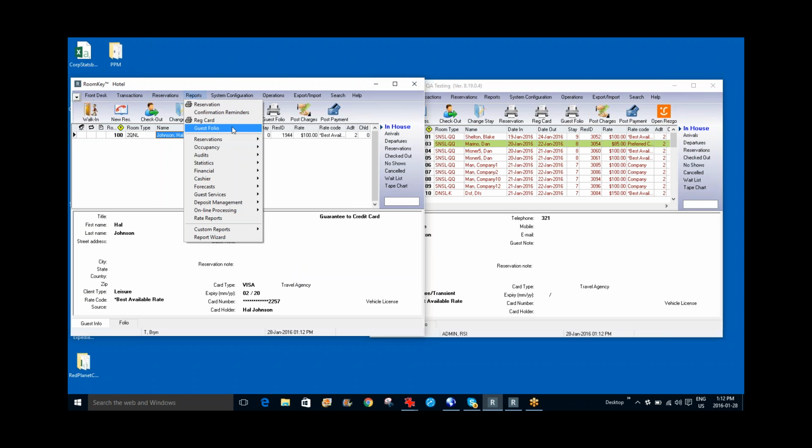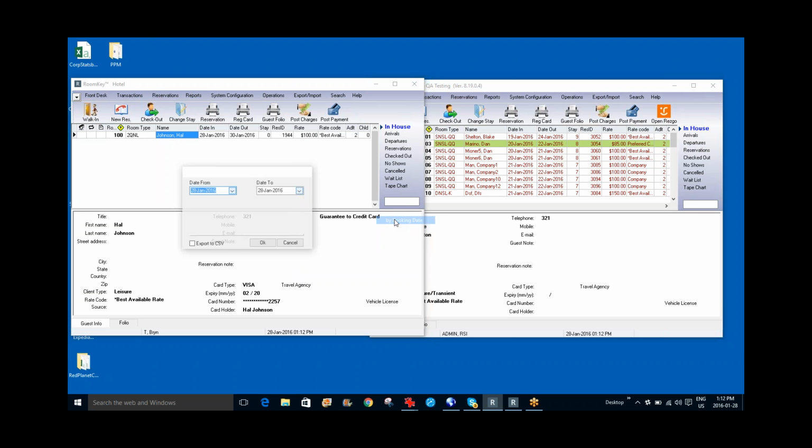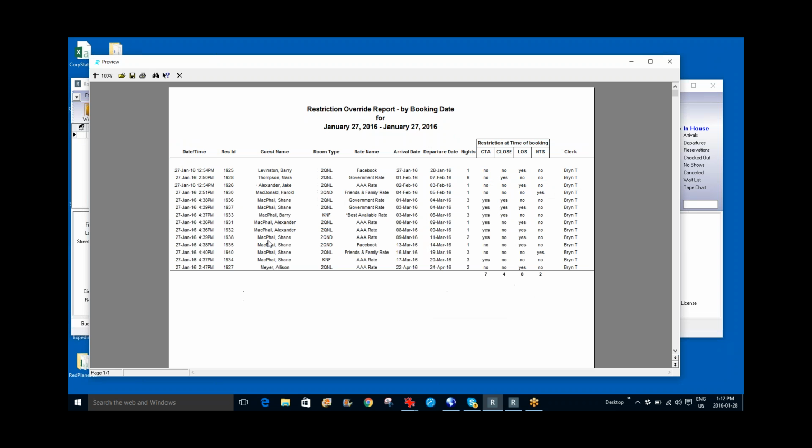Okay, so we have 2 new reports as promised from last release. Last release we put in the restriction overriding feature, so now we have reports that will show you when it's being used. Under reports, reservations, rate restriction override, the first one I'm going to look at is by booking date. What this will show, the booking date is obviously January 27th. You can run this for a month time frame as well.